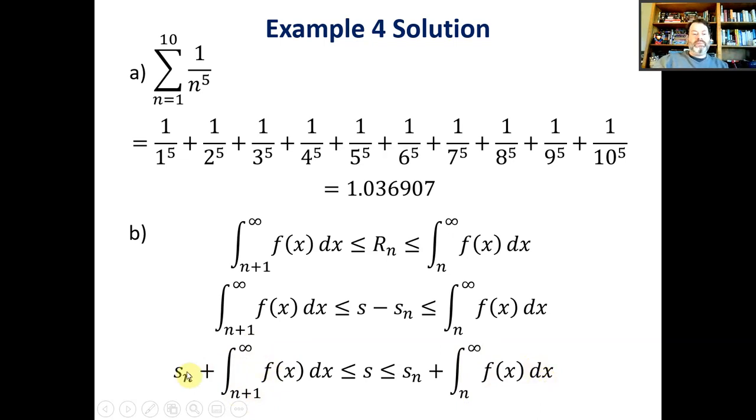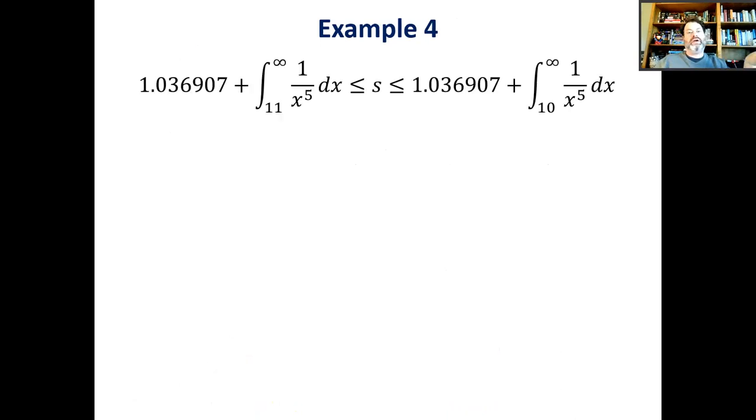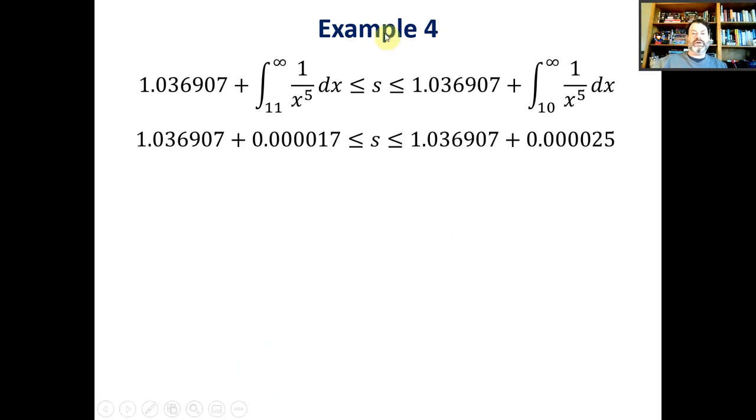So all we do is we plug in all the known values. So we've already seen, for example, this is Sn right here. We just computed it. It's S10, right? Then we have to do this integral from 11 to infinity of 1 over x to the 5th. And here we're going to do it from 10 to infinity. So on the next slide, I'm just plugging all the known values in. I went ahead and computed these integrals, rounded them to 6 decimal places, and then you add, and you're done.